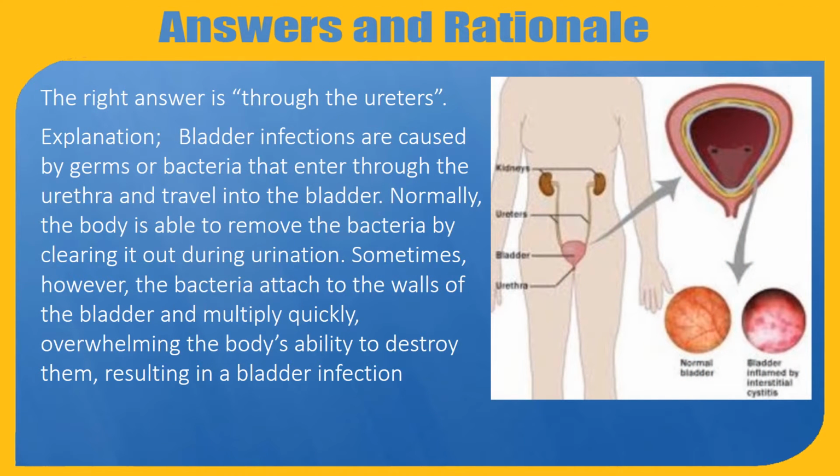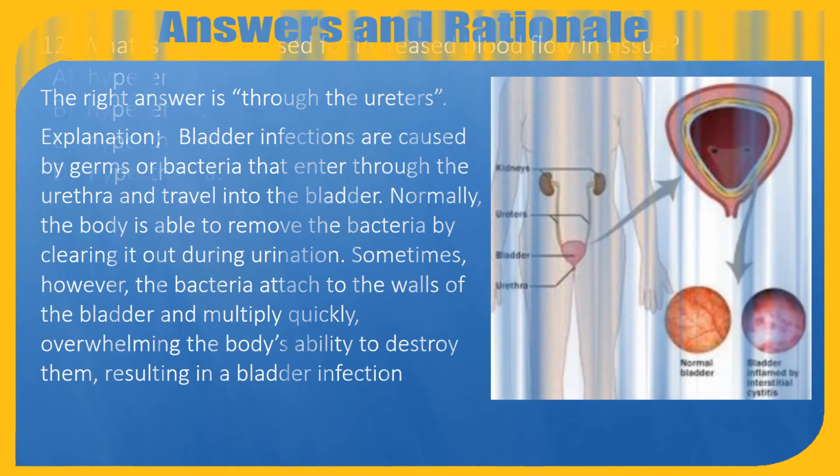Explanation: bladder infections are caused by germs or bacteria that enter through the urethra and travel into the bladder. Normally, the body is able to remove the bacteria by clearing it out during urination. Sometimes, however, the bacteria attach to the walls of the bladder and multiply quickly, overwhelming the body's ability to destroy them, resulting in a bladder infection.